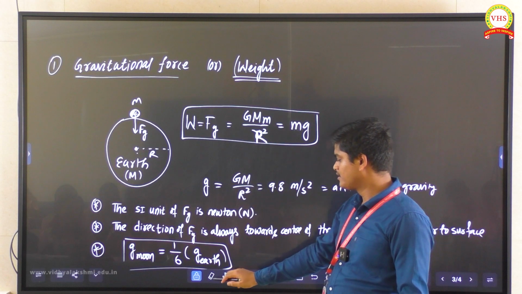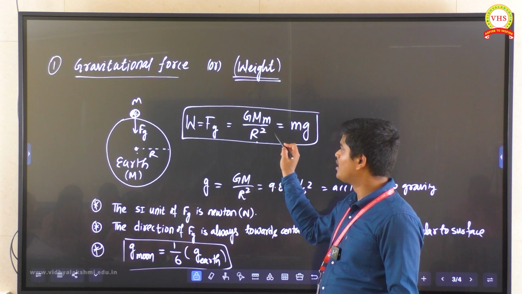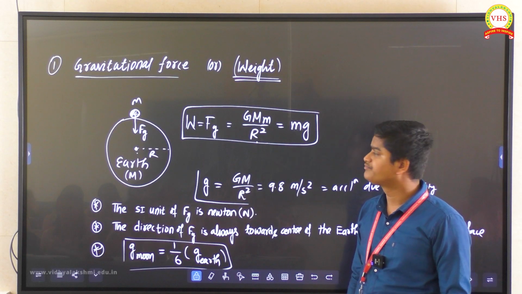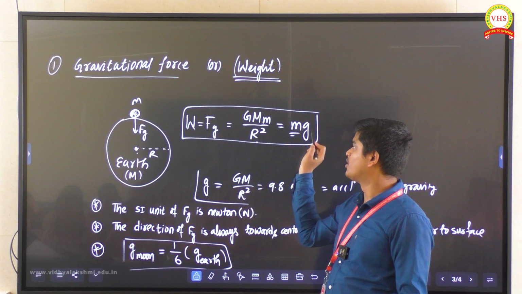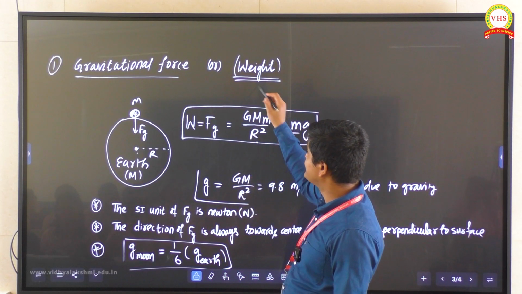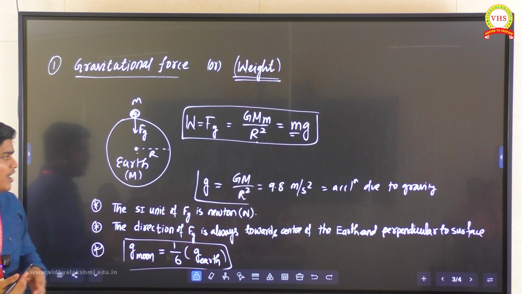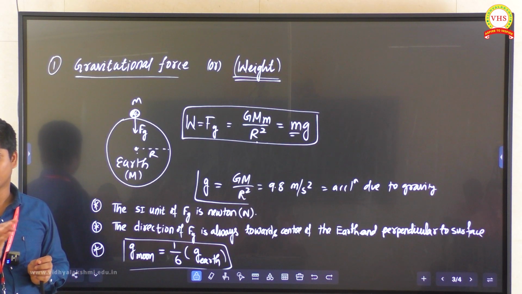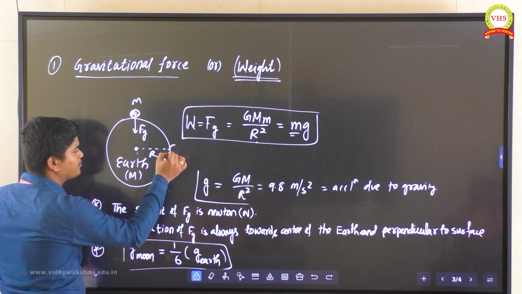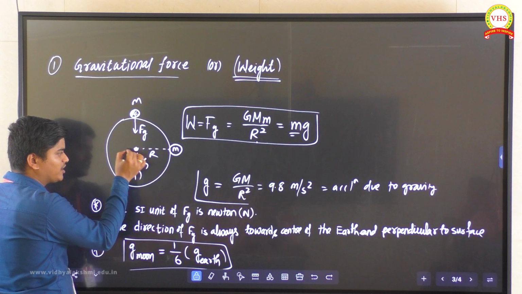Now here this will give you mg, because GM by R square is nothing but the acceleration due to gravity. So it becomes mg. So weight is nothing but mg. Remember, gravitational force, or weight, is basically a force, and its SI unit is Newton. So keep this much idea about gravitational force. For every object it will act towards the center. Suppose one object of mass m is present here, where is the gravitational force? It will be towards the center of earth.